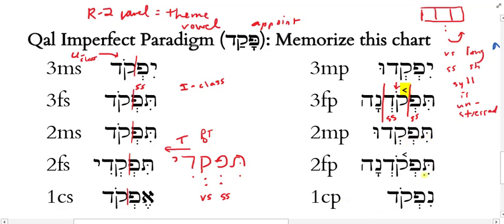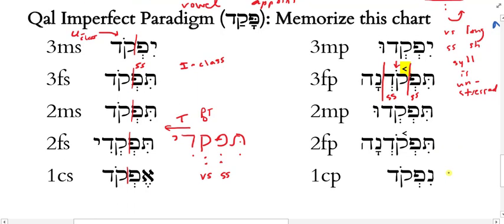2FP is identical to 3FP for "y'all female." So tifkodna, y'all women will appoint. And then the first common plural is nifkod. Nifkod. We're back to the holum. We don't have any reduction because there's no vocalic ending to steal away the dalet. Nifkod with no ending. We will appoint. All right? So those are the forms.